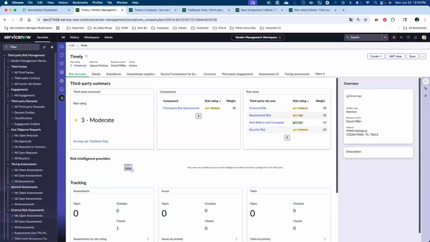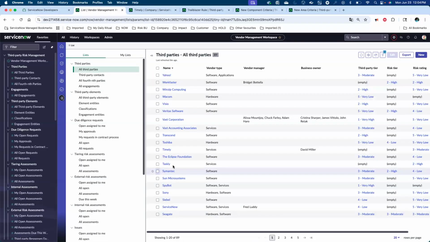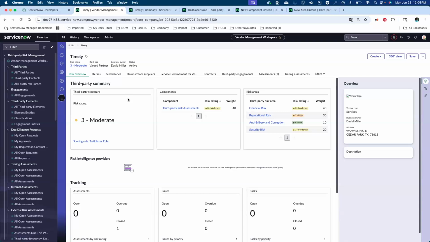So what we have here is basically the third party, which is Timely. I have begun at the workspace over here, navigated to list, and all third parties, and I found Timely. What we can see is that the risk rating of Timely is 3 moderate. It also has basically only one component, that is third-party risk assessments, which is again 3 moderate. And then it has these risk areas which have various different risk ratings. So how this all comes together is what we will now begin investigating.